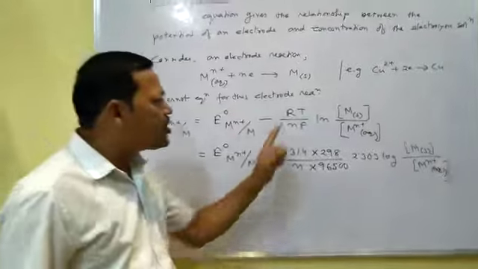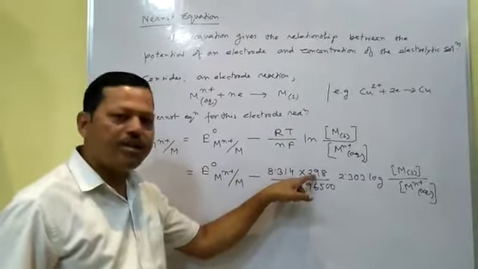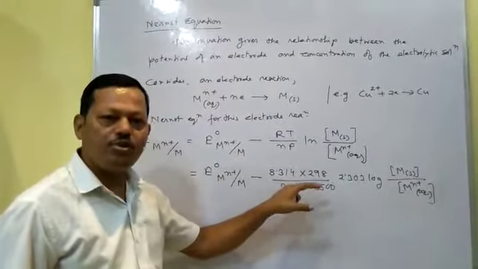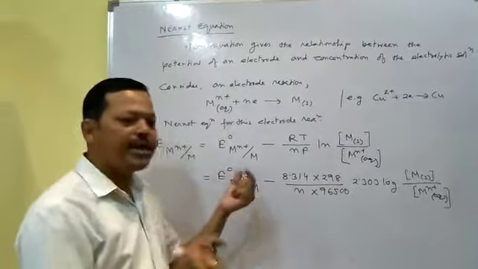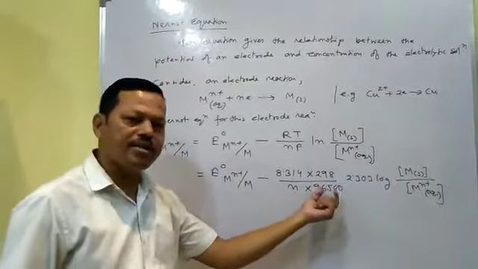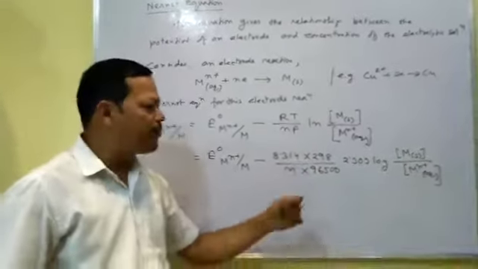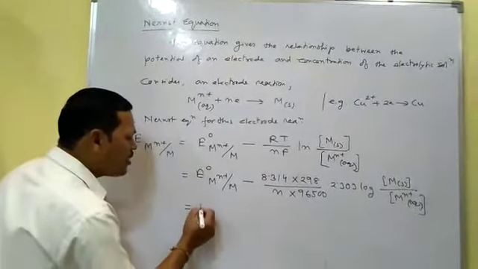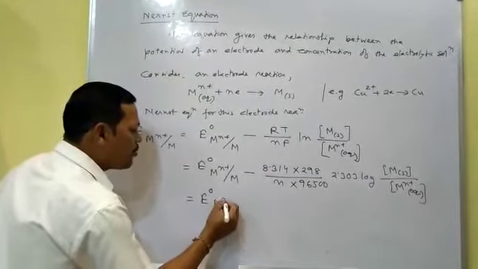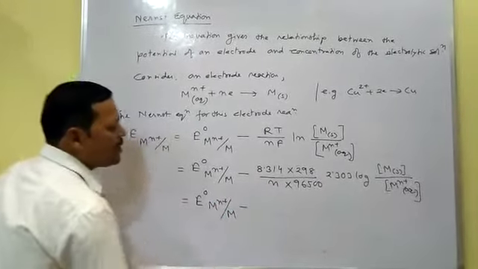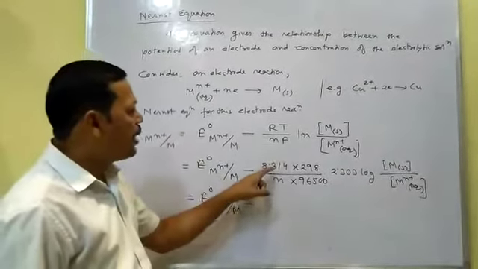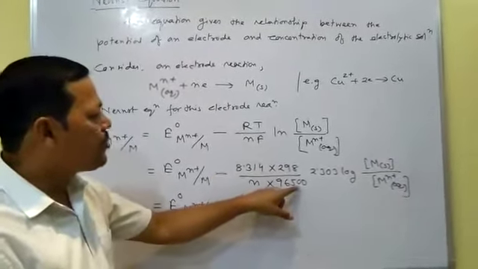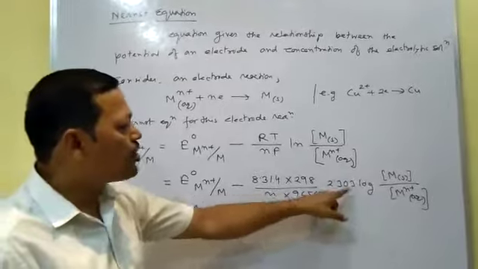Now one question arises here. Here I have considered the temperature as 298 Kelvin, I mean 25 degrees Celsius. It will be mentioned in your question; you have to find the potential at 25 degrees Celsius. If the temperature is different, then the equation and the value will be different. Now after doing this, you can write E naught of Mn+/M minus this value: R is 8.314, temperature 298 Kelvin, Faraday 96500 coulomb, ln means 2.303 log.